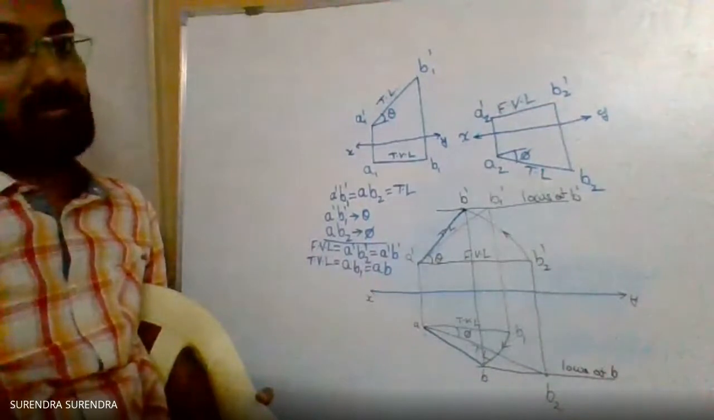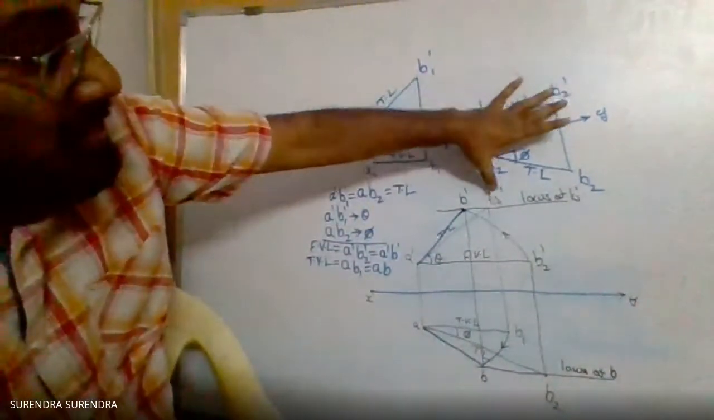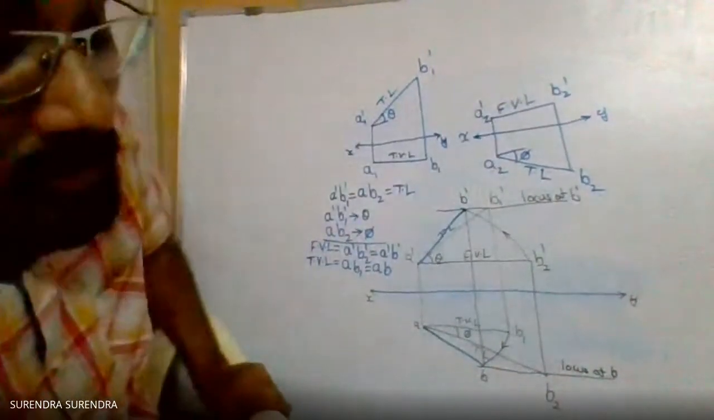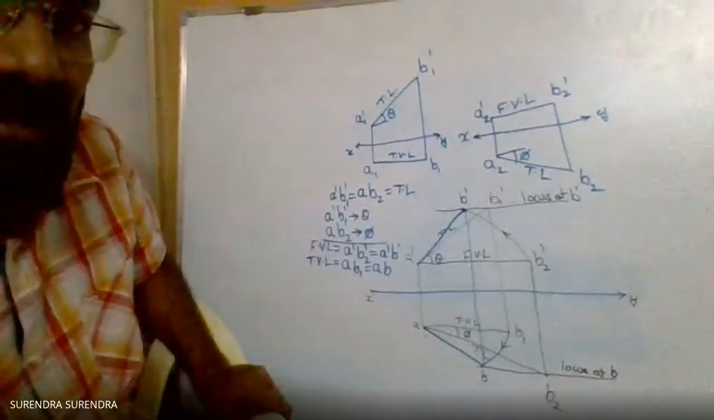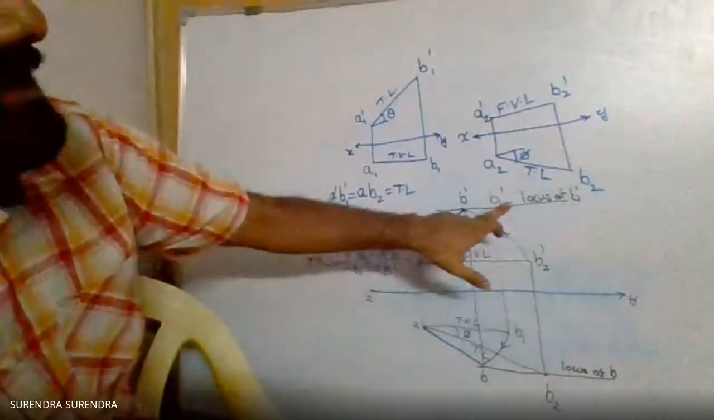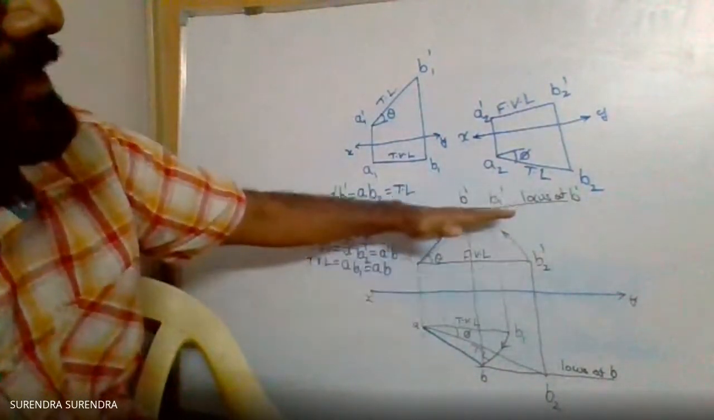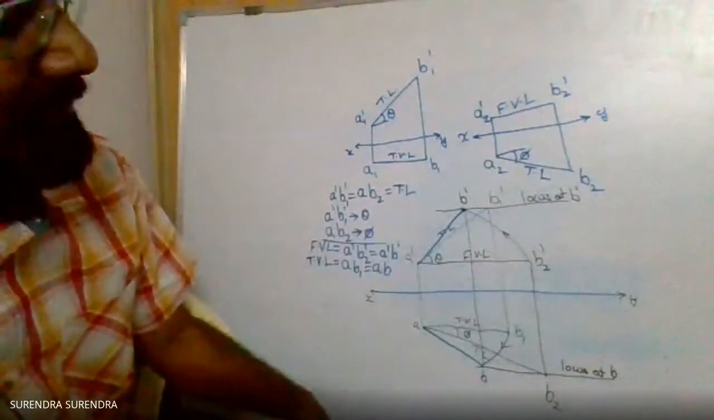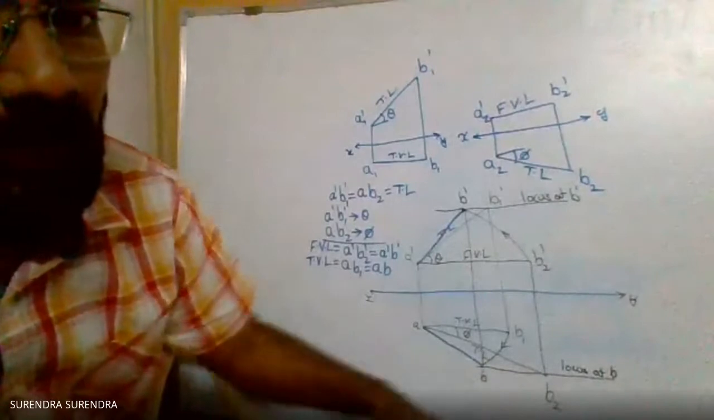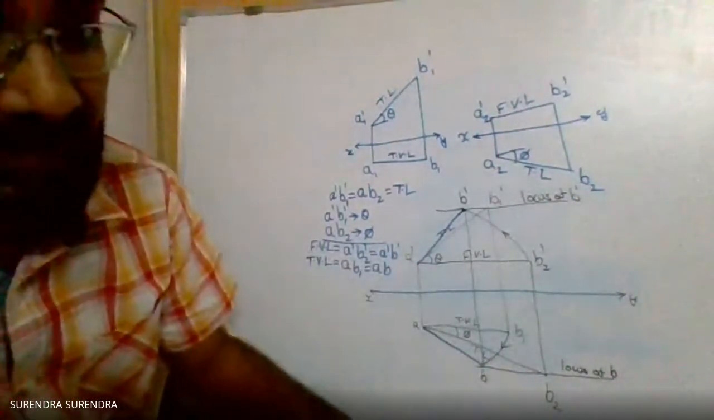And one more observation is B1 dash and B dash lie on the same locus. B1 dash and B dash lie on the same locus means they lie on the same parallel line to the XY line. Similarly, B and B2 lie on the same parallel line to the XY line.